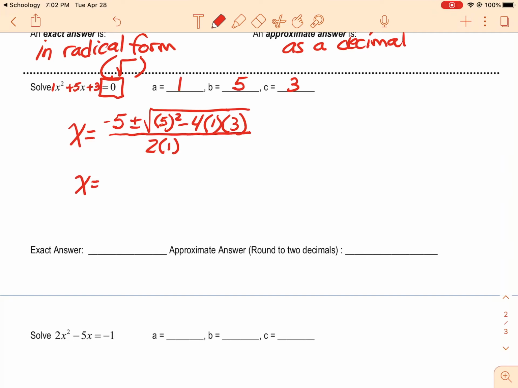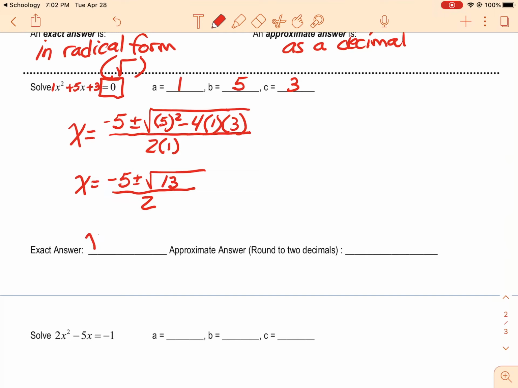Taking it further, starting to simplify, -5 plus or minus. Inside parentheses, you have 5 squared, which is 25. And then you're subtracting 4 times 1 times 3. So you're subtracting 12. So 25 minus 12 gives you 13, and it's all over 2 times 1. You can't simplify what's inside that square root 13, so you're keeping it just like that.